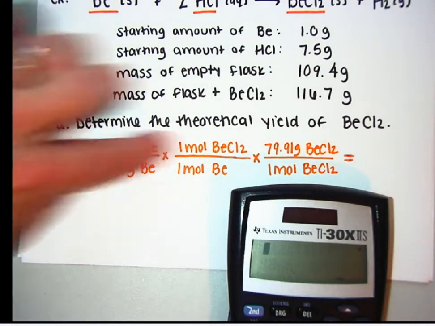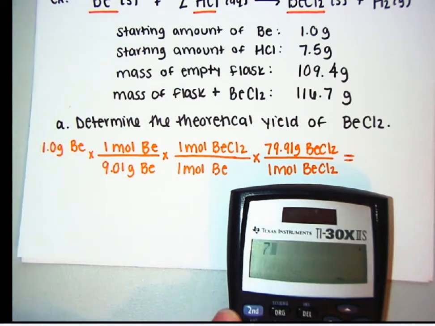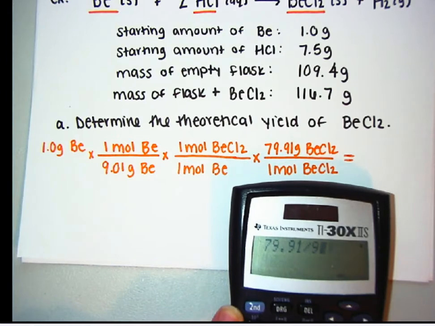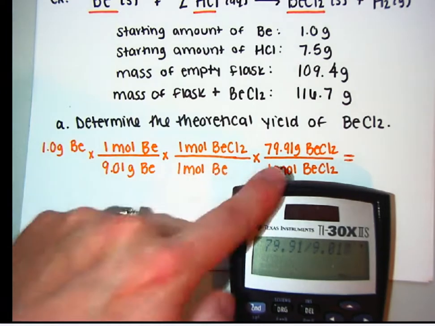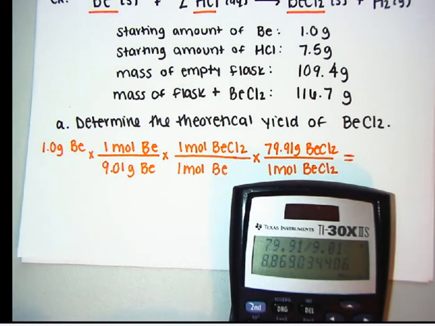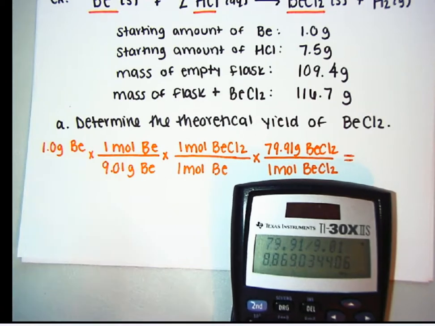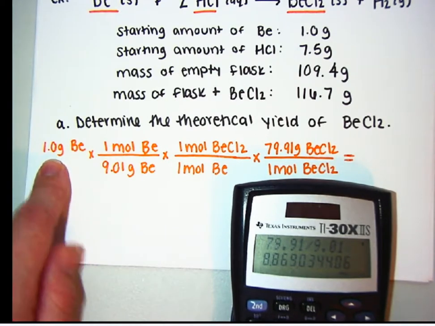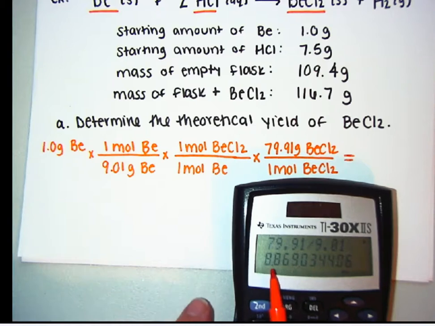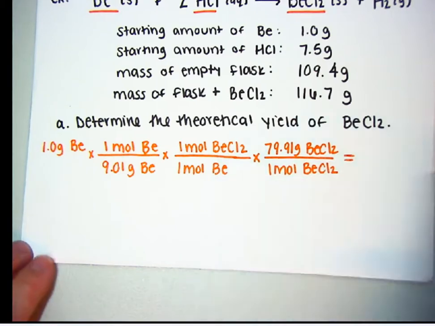1 times 1 times 1 times 79.91 divided by 9.01 times 1 times 1, 8.869. My given has 2 significant figures. My answer can have 2 significant figures. I'm going to round this up to 8.9 grams.